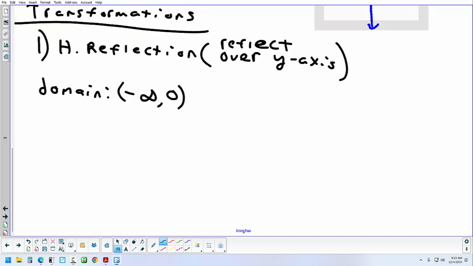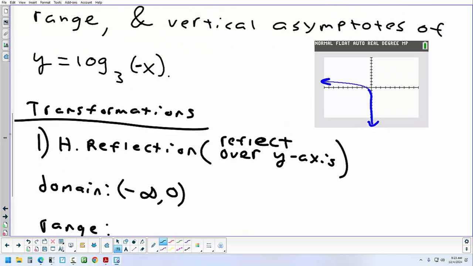Now let's look at the range. How far up and how far down is that blue graph going to go? It's going to be negative infinity to infinity. It's going to go up forever as you head to the left, and it's going to go down forever at that vertical asymptote. So you can never change the range. Any log function always has a range from negative infinity to infinity. It doesn't matter if you flip it, stretch it, shift it. You can't change that.